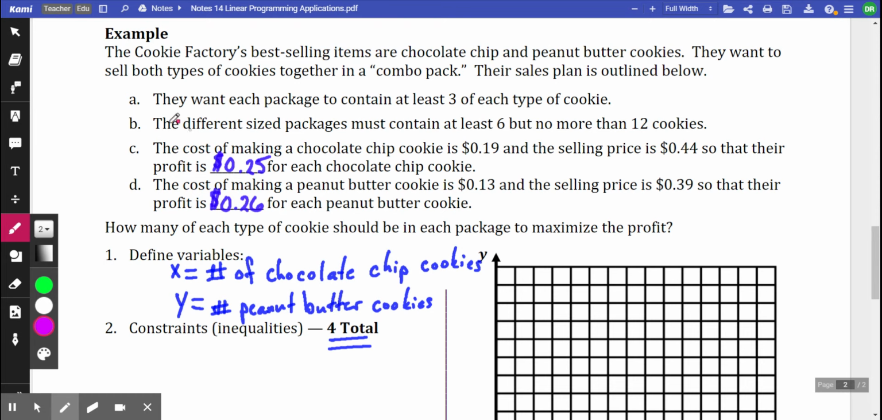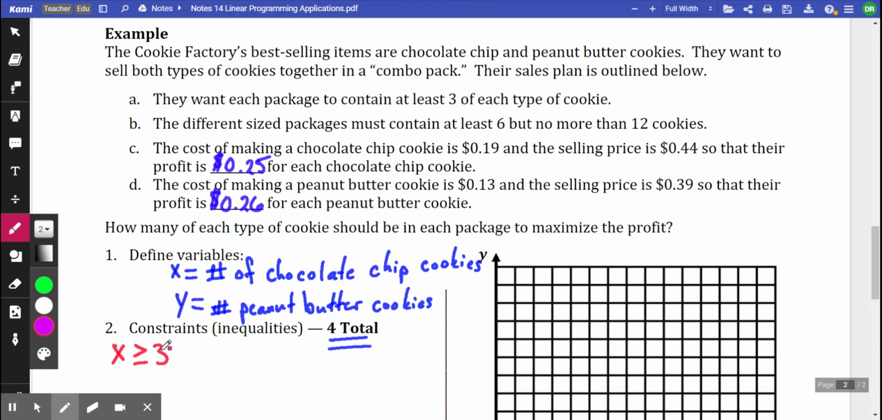So let's go back to the beginning. In their business plan, they said they want each package to contain at least 3 of each type of cookie. So that means at least 3 chocolate chip cookies. There's one constraint. We have to include at least 3 chocolate chip cookies. And we're using X to represent our number of chocolate chip cookies. So an inequality for that would say X, your number of chocolate chip cookies, has to be greater than or equal to 3.